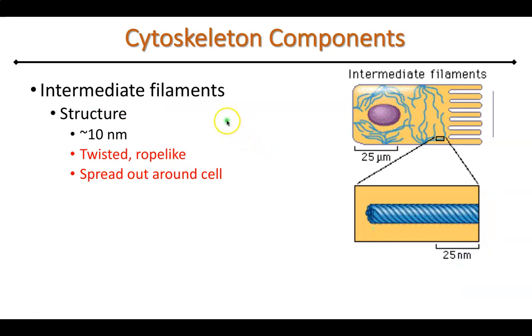With the intermediate filaments, they are number 2. So you have microtubules at the top, and then intermediate filaments are the second biggest. And these are smaller at 10 nanometers. Think of these as being twisted like a rope. So if you think of a Twizzler or anything like that, it's going to be twisted and rope-like, and they're going to be spread out across the cell. So they're not just at the core where the nucleus is, but spread out across the entire cell.